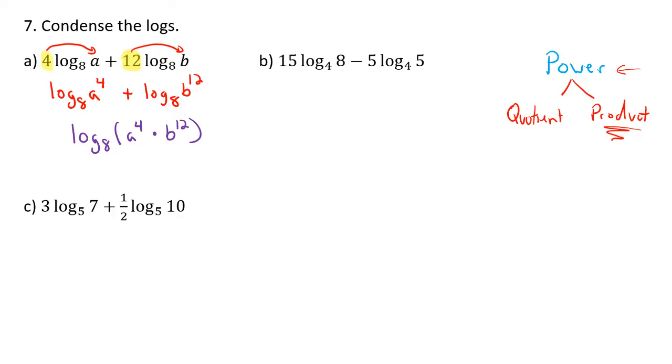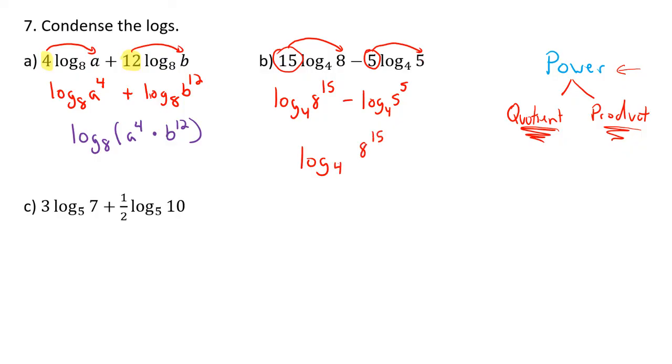Part B. Once again, I have a number in front of the log. It's going to get moved to the exponent position. A number in front of the log, moving to the exponent position. Once again, using the power rule, the power property. So I have log base 4 of 8 to the 15th minus log base 4 of 5 to the 5th. From there, I have a minus, and minus goes with the quotient rule. So I'll write a single log as log base 4, 8 to the 15 over 5 to the 5th. You do not have to figure out what 8 to the 15th is. That is a very large number, and I do not want to see it. This is what I'm looking for.